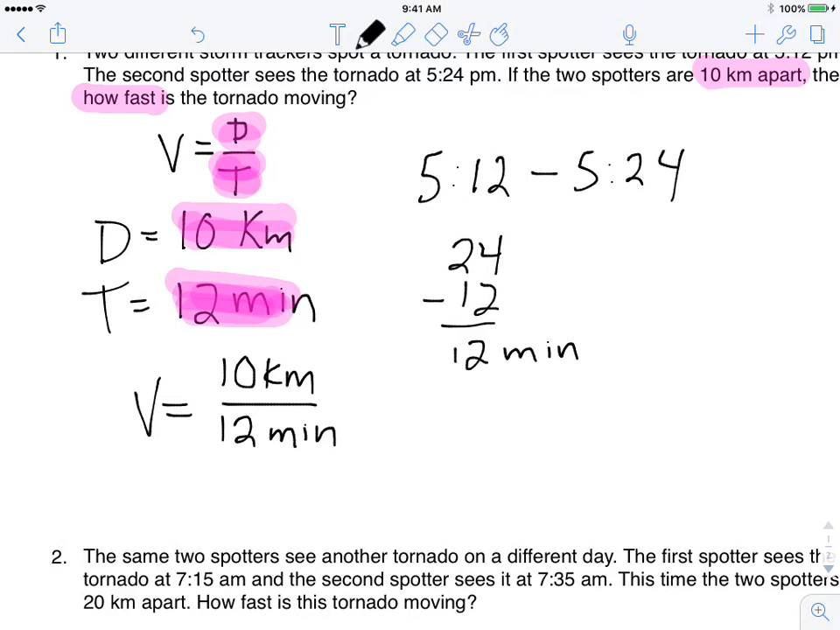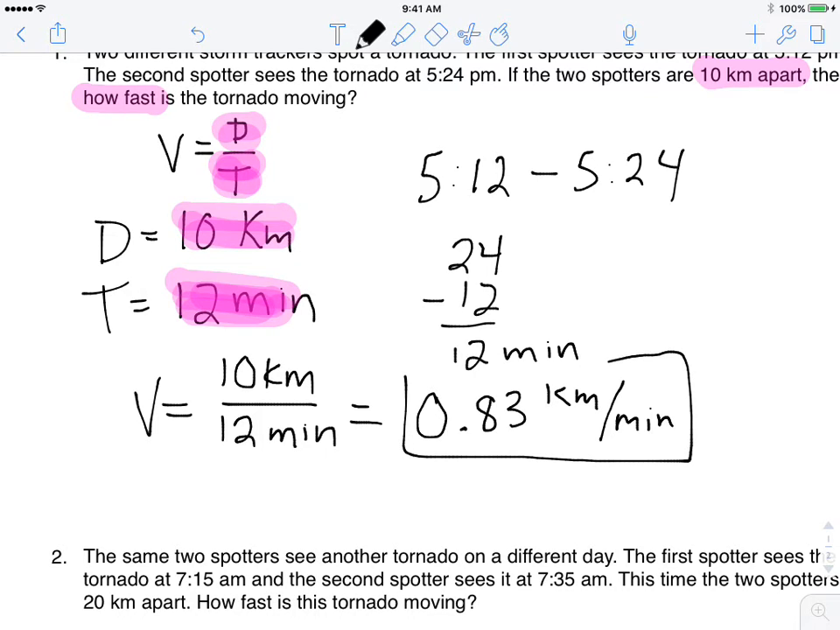All right, so I've got my calculator in my hand, guys, so I'm going to go 10 divided by 12. You can do this on your own calculator or on your computer. And what I'm going to get is 0.83, and that's going to be kilometers per minute. All right, I'll box that in.